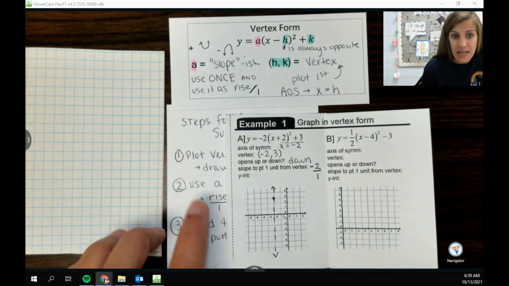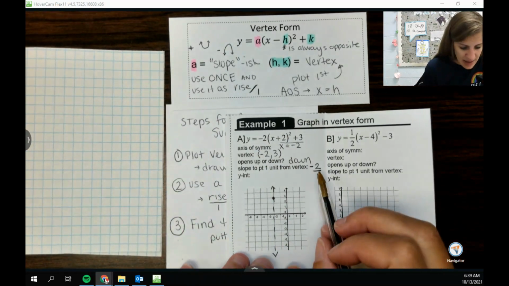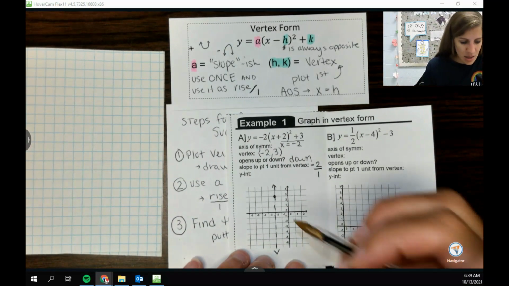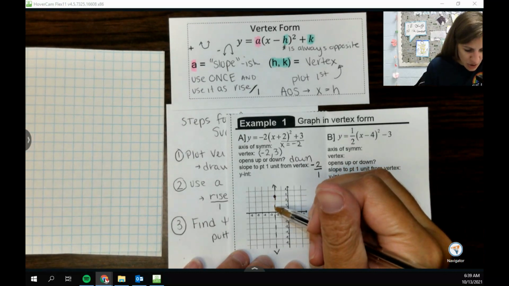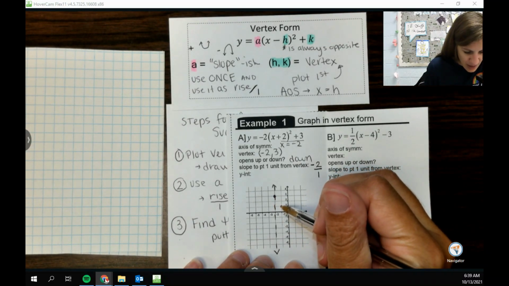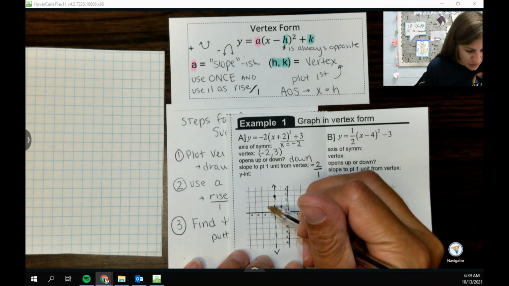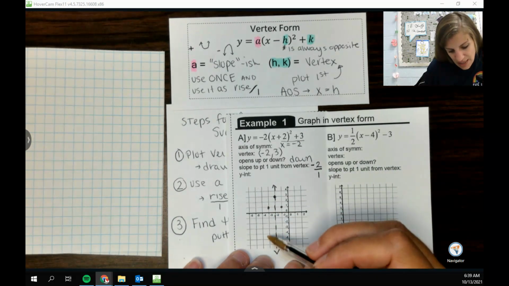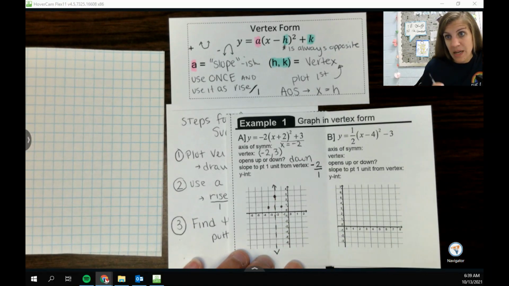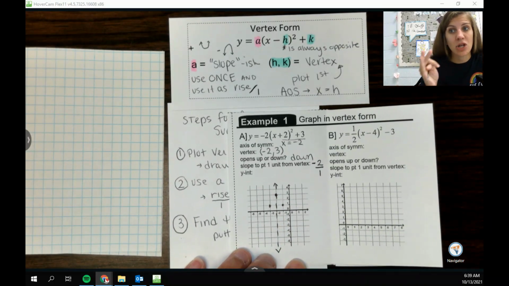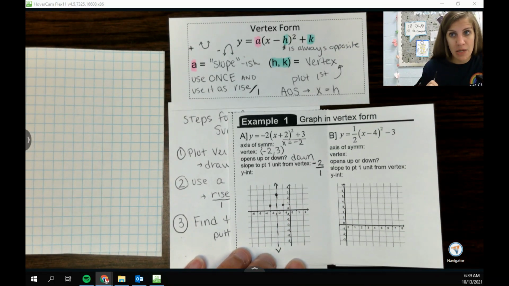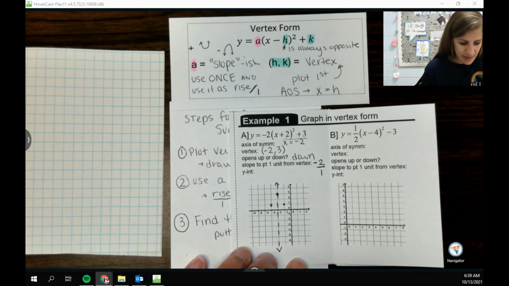I can then, second, use my a value as slope once. So from here, I can go down 2 over 1. And because I have this line of symmetry, I can flip it over and put it on the other side. And so now I can really see that my parabola is pointing down. Now we want to keep in mind that a parabola is U-shaped, not V-shaped. So when I connect my dots, I don't want to make straight lines. I want to make curvy lines.